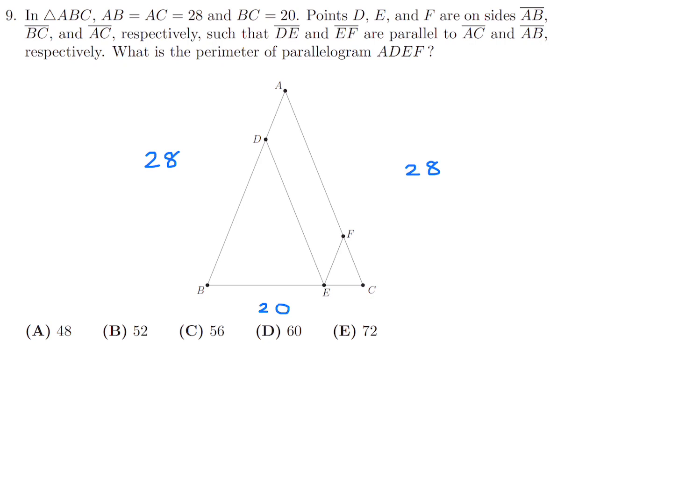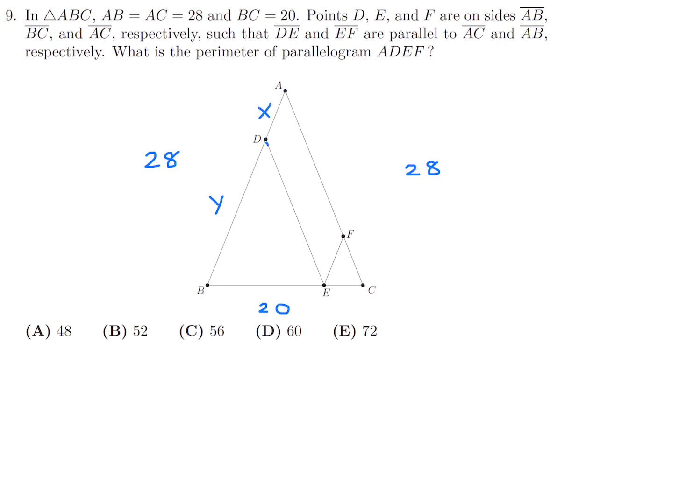Well, they told me that AB is equal to AC, so that means this is isosceles. And since it's isosceles, we can conclude that these are also going to be isosceles, this right here and this right here. Why? Because they told me that these lines are parallel. DE is parallel to AC, and since they're parallel, those two triangles will be similar. Those two triangles are the big one, ABC, and the smaller one, DBE. So let's label this now. Let's call this Y from D to B, and from A to D, let's call that X.